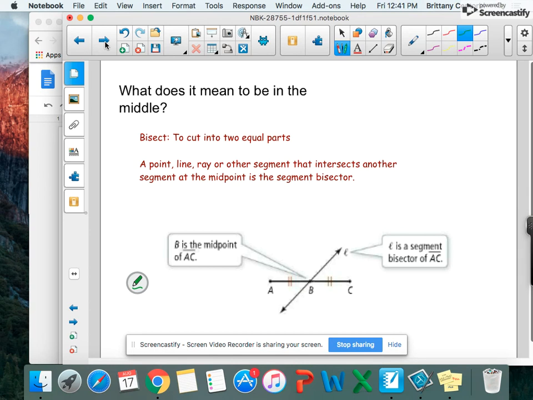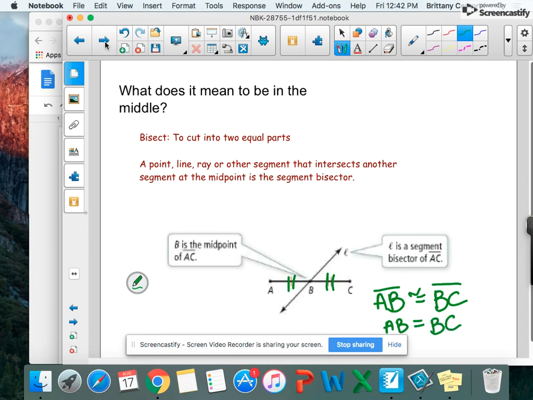If we look here, we've got that B is the midpoint of AC, and line L is cutting through that line, so that is a bisector of AC. And then if you look here, we have two tick marks. Those tick marks show us that segment AB is congruent to segment BC. Also that AB equals BC.